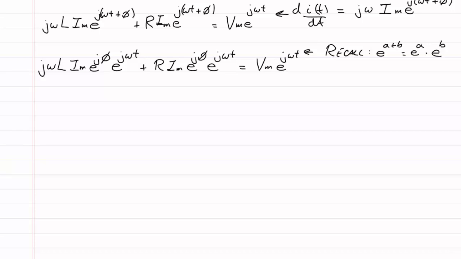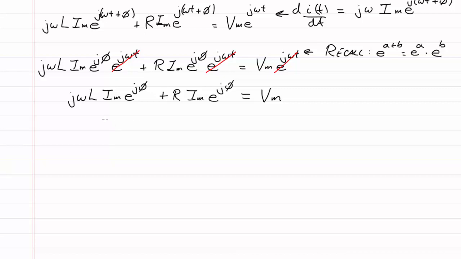Now at this point you'll notice something very interesting. The e to the j omega t's cancel out of every term, and we have an equation that is strictly in the frequency domain. Notice that there is no time variable in our function. We have j omega L Im e to the j phi plus R times Im e to the j phi is equal to Vm. Here you can see that the only variable in the circuit is the frequency term omega, and then we'll have the unknown phase. This is known as the frequency domain.